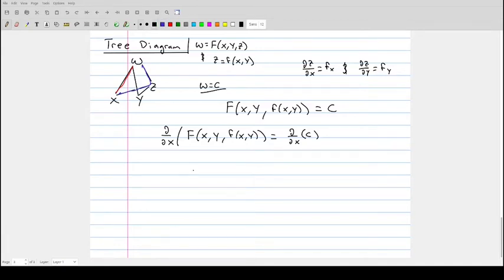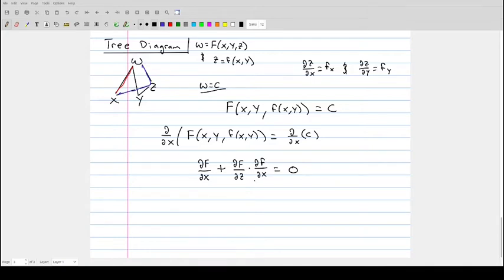So the correct way to take the partial derivative is to take the partial derivative of capital F with respect to x, and then add to this the partial derivative of capital F with respect to z, multiplied by the partial derivative of lowercase f with respect to x. And that's equal to 0.